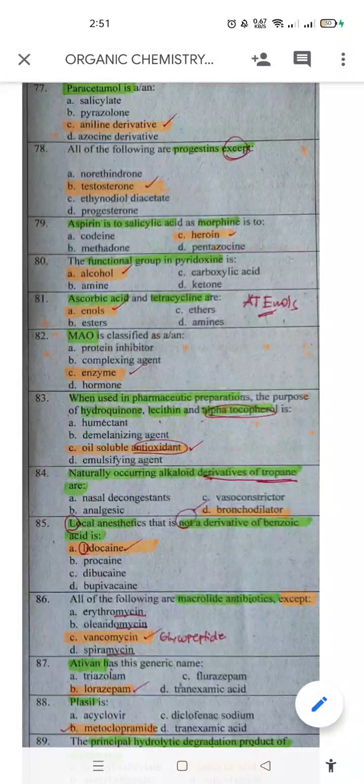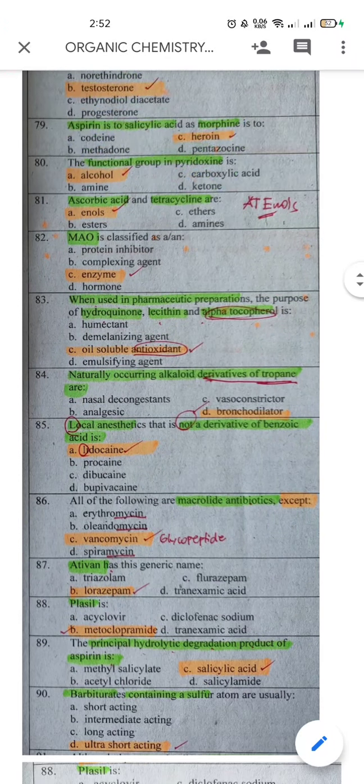Number 88, Plasil is metoclopramide. Metoclopramide, brand name Plasil, is highly effective at high doses against emetogenic cisplatin, preventing emesis. Generally, metoclopramide is used as an antiemetic. Brand name again, Plasil. 89. The principal hydrolytic degradation product of aspirin is salicylic acid. The product of acetylation of salicylic acid is aspirin, chemically known as acetyl salicylic acid.